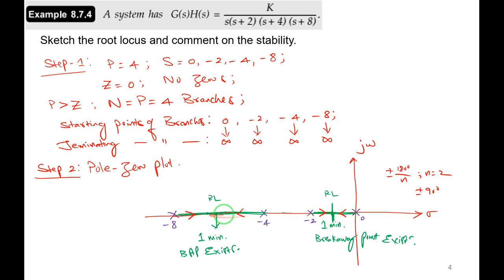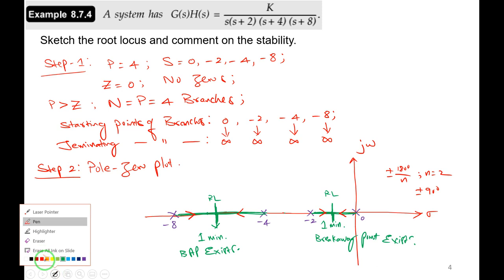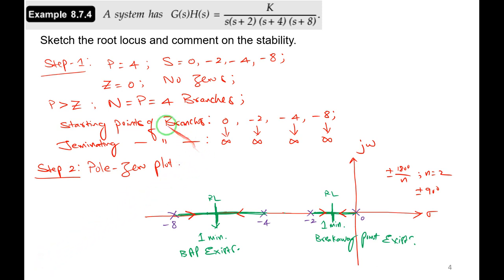Then here, once again, if I consider this breakaway point, two branches are approaching. Once again, plus 90. Another, the branch starting from -4 will leave this breakaway point at plus 90 degree. Another branch starting from -8 will leave at -90 degree, right? This much is sufficient. Okay, we'll go to step 3. If any doubts at any point, please unmute yourself and talk to me.